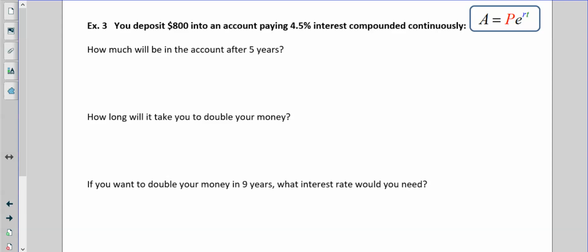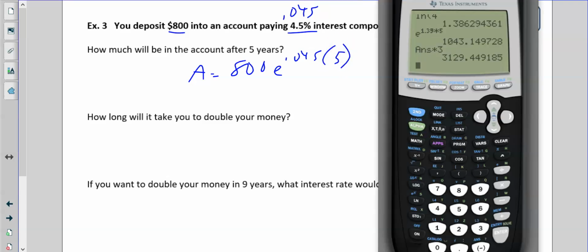All right, last one. We're going to use this formula right here now. We have $800, 4.5%, so that's 0.045. How much will be after 5 years? So we have our future amount is 800 times e^(0.045 times 5) for 5 years. So we do second e, 0.045 times 5 times 800.